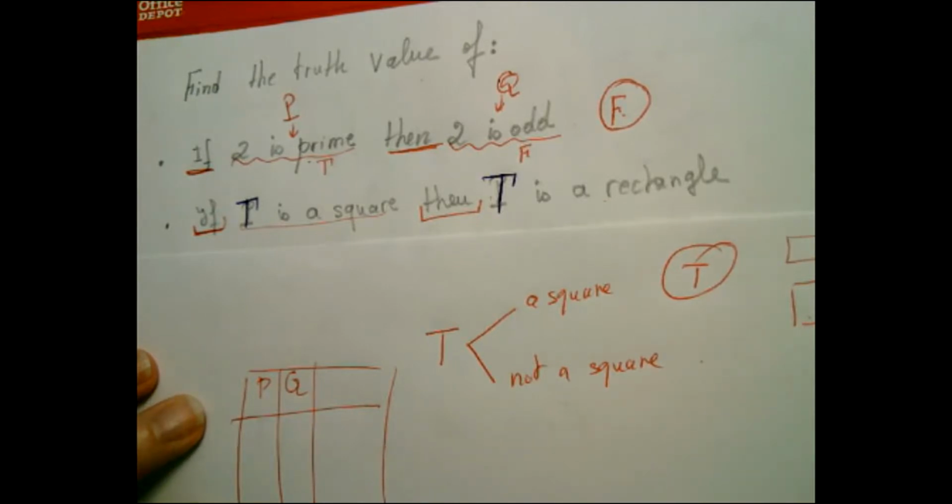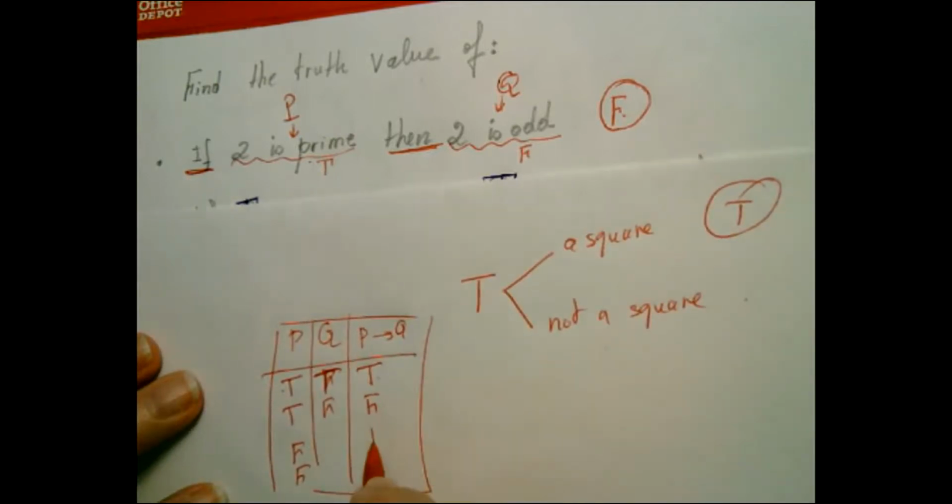So let me discuss that. Remember how the table for if P then Q works. If my premise is true and my conclusion is true, it's true. If my premise is true and my conclusion is false, it is false. If my premise is false, regardless of the conclusion, my statement is true. Whether the conclusion is true or false, it is always true.